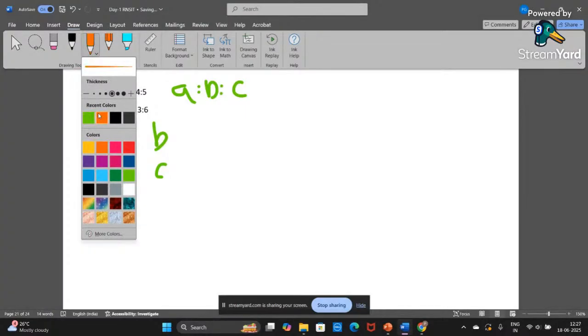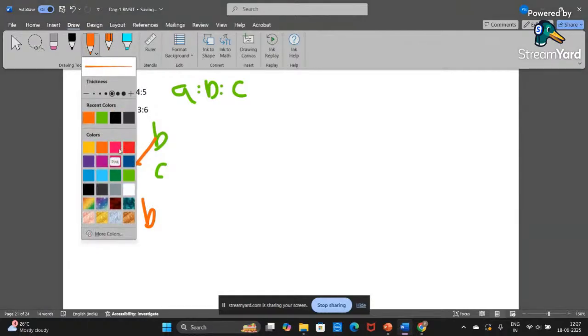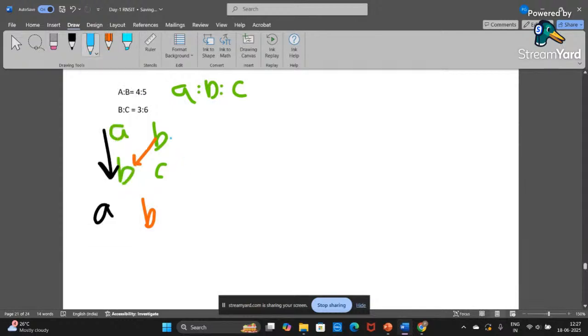To find the B value, you have to multiply like this. You'll find B. Then to find C, we have to multiply it like this. Remember this: downwards, cross and downwards. Now let us substitute the values over here.